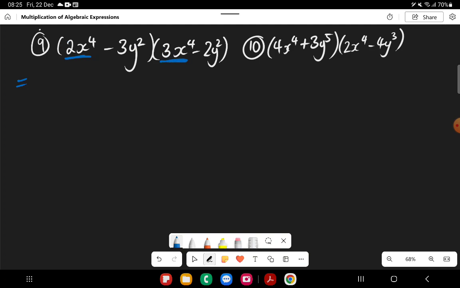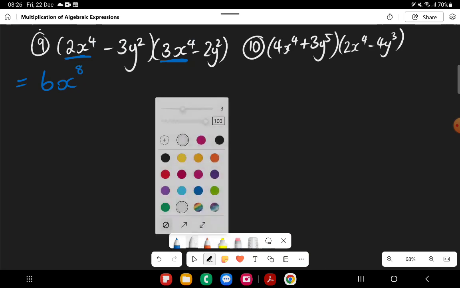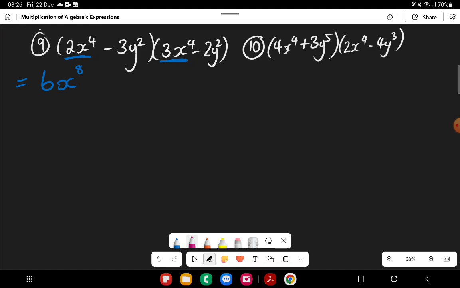Positive times positive is positive. 2 times 3 is 6. X, we add the exponents. 4 plus 4 is 8. Now we're going to do outer, that one and that one. Don't forget the minus sign. Plus times minus is minus. 2 times 2 is 4. x4, y2. That's it.